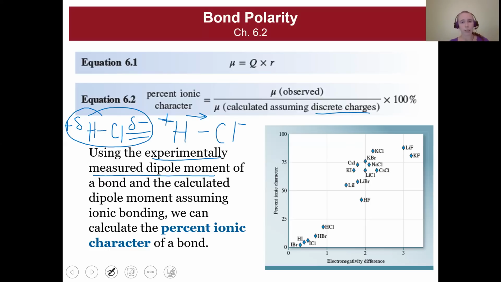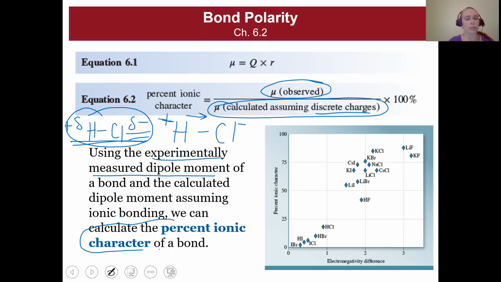So if we assume ionic bonding instead and calculate that dipole moment, that is the ionic bond, and we put the experimentally measured dipole moment on top, which is going to be smaller because we know it's actually a polar bond and not an ionic bond. We put that on top and multiply by 100. That gives us what we call the percent ionic character of the bond.